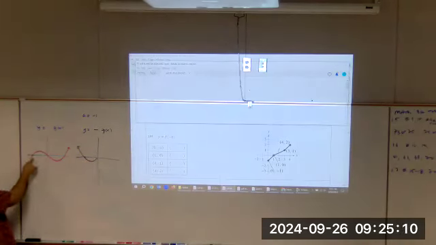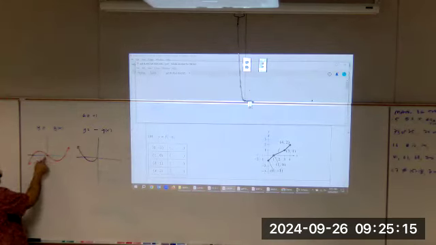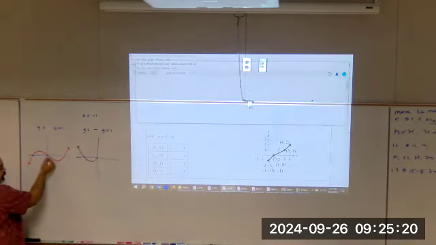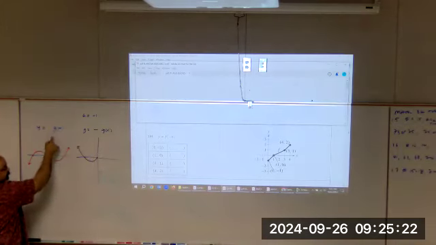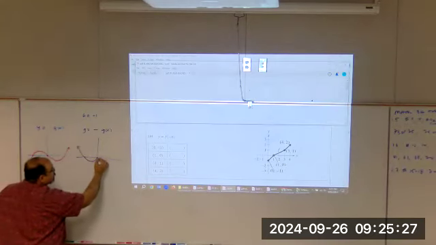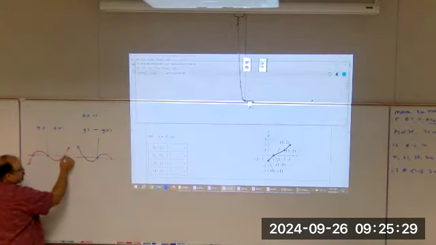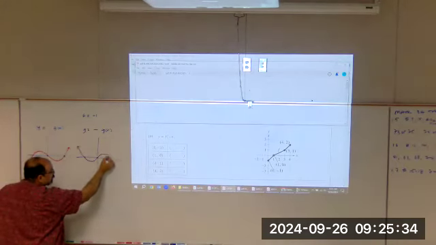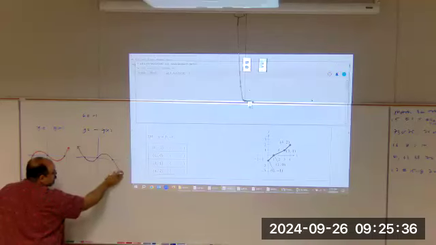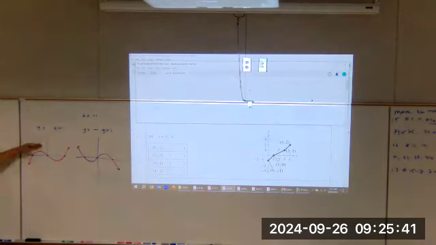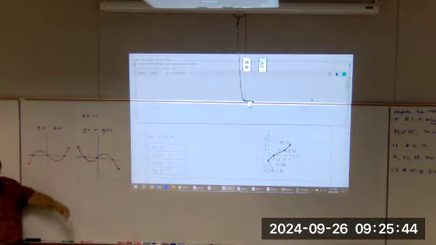Now, at that point, y is 0. A negative times 0 is still 0. Right here, y is 0. Negative times 0 is still 0. These are negative y values, so times a negative, they're going to flip above. And then these are positive, so they're going to flip below. It's a reflection. Again, reflection across the x-axis.